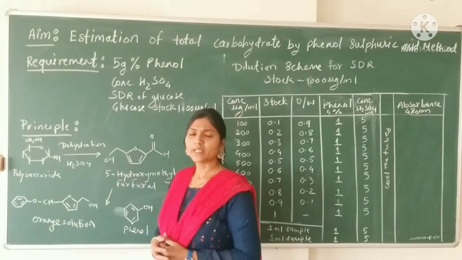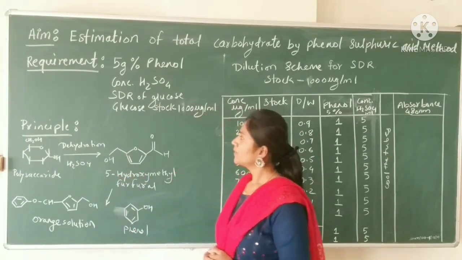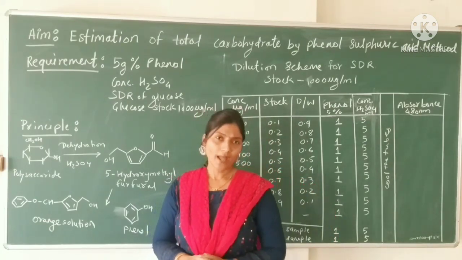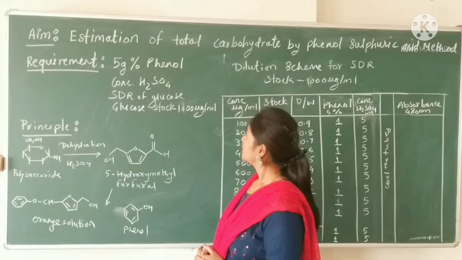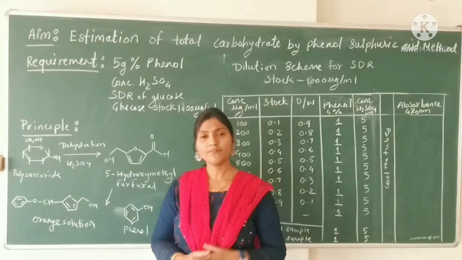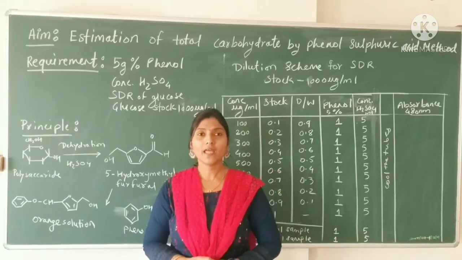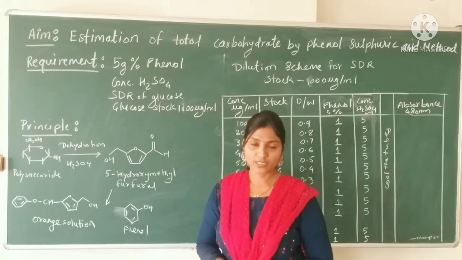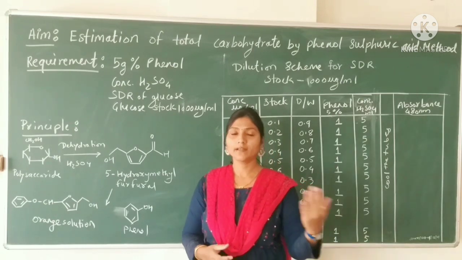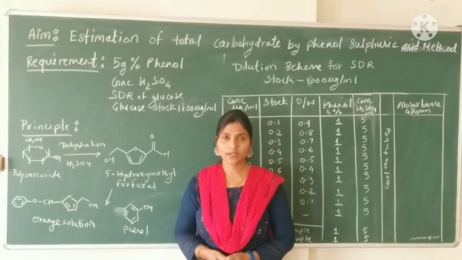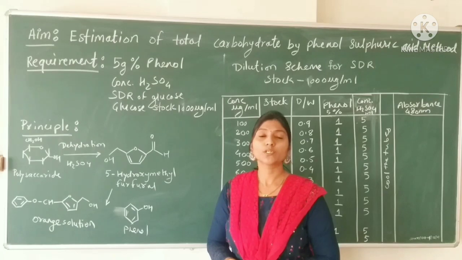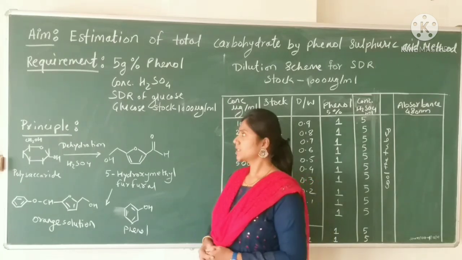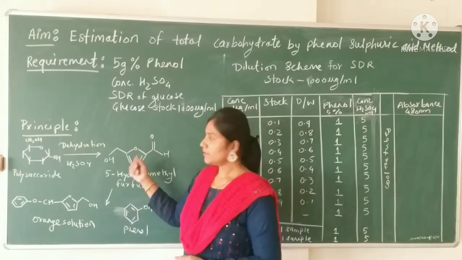Let's see the principle of this method. Before telling you the principle, I will tell you why we are doing total carbohydrate estimation. If you have seen my last video, there I told you about reducing sugar estimation by the DNSA method. In that method, we are just finding the reducing sugar, and in this method, we are finding the total carbohydrate, that is reducing as well as non-reducing sugars. Okay, so let's see the principle.